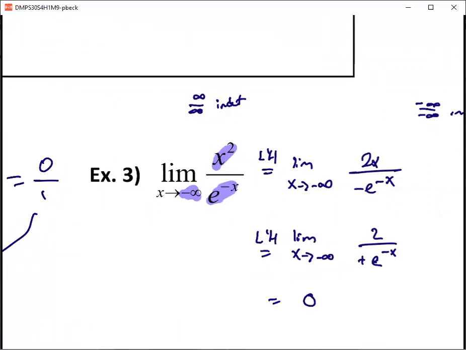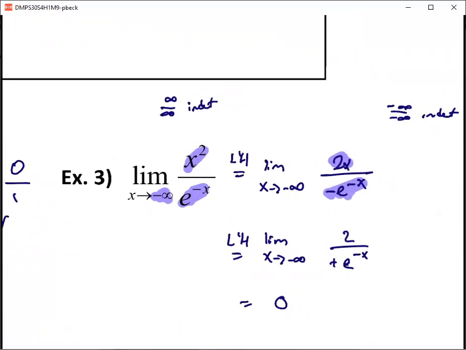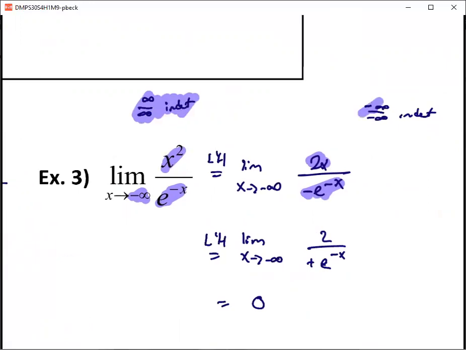Now, if we apply L'Hopital's rule, the derivative of the numerator is 2x, the derivative of the denominator is negative e to the negative x. Now, hopefully, like I did, we actually checked that this gave us an indeterminate form. But now, what's going to happen is this is going to give us another indeterminate form, negative infinity over negative infinity. So we can use L'Hopital's rule again.